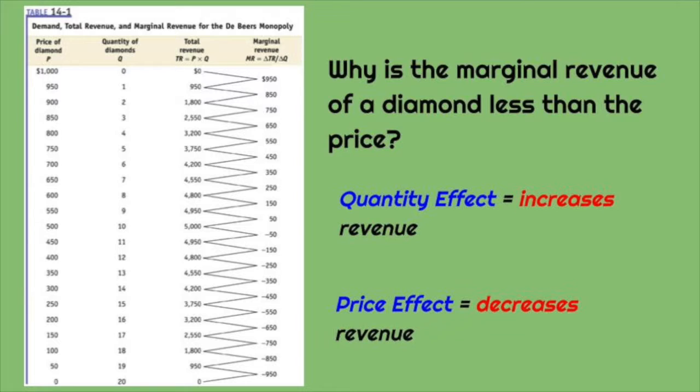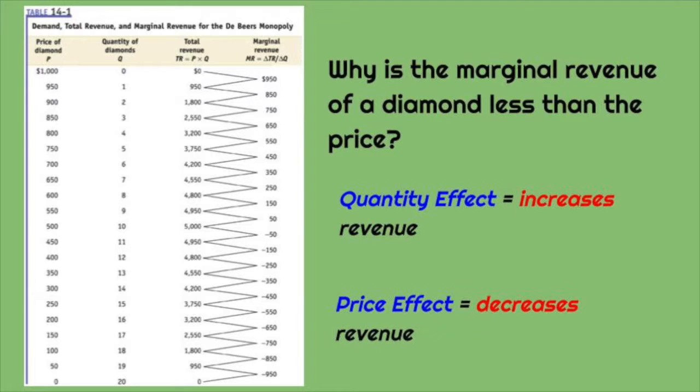So recall that there is a quantity effect and a price effect happening when the monopoly would try to sell more diamonds in this example. To sell more diamonds, the price would have to decrease, which would increase the quantity that they're able to sell. So when the monopoly increases the amount of diamonds being purchased, that's a quantity effect, and that would increase the revenue. But at the same time, they have to lower the price in order to do that, which decreases revenue.